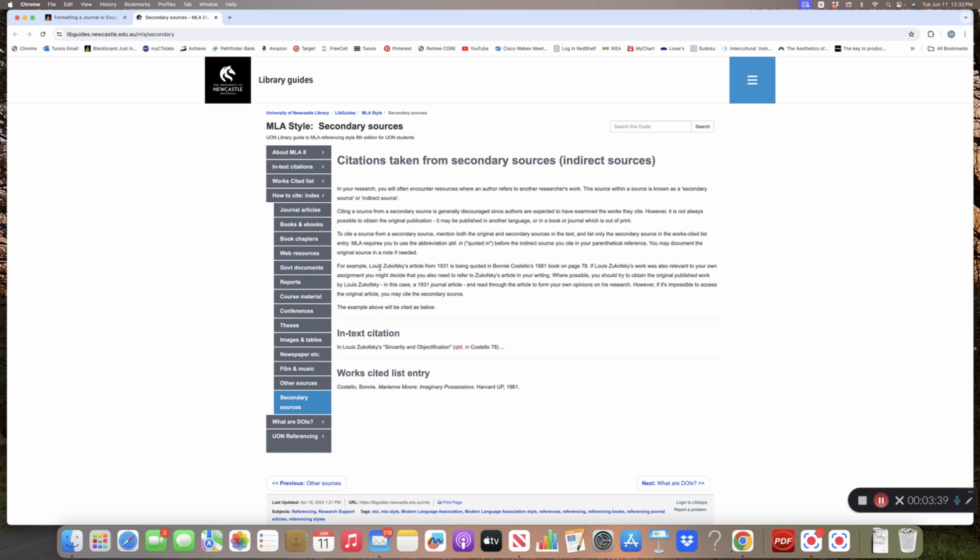when you are citing something that someone else cited, you didn't actually, like in this one, you didn't go out and read Sincerity and Objectification by Zhukovsky. You actually read Bonnie Costello's Marianne Moore Imaginary Possessions. So you always, on your works cited page, you always write the actual material that you read, but when they cite something, you say this is called a signal phrase, in so and so's work, or you might say something like, according to Smith, blah blah blah blah, whatever they said, and then you would write QTD, which is quoted in Adler et al, and then whatever the page number is.